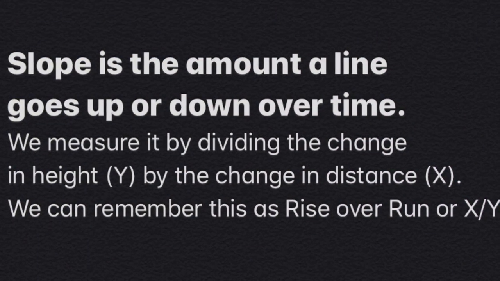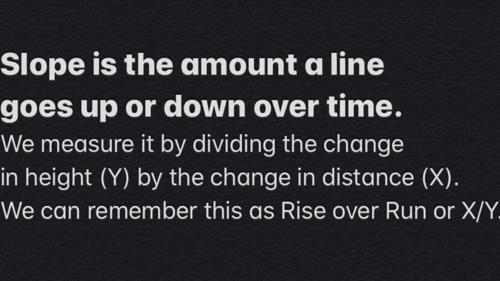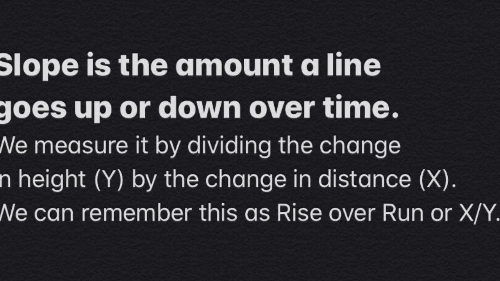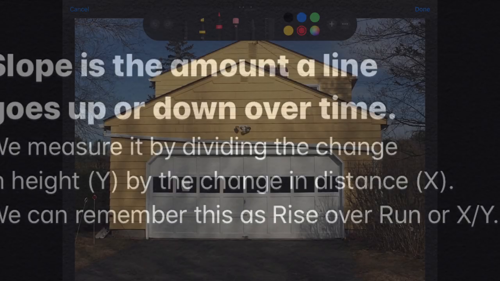Slope is the amount a line goes up or down over time. We measure it by dividing the change in height by the change in distance. We can remember this as rise over run, or y divided by x.